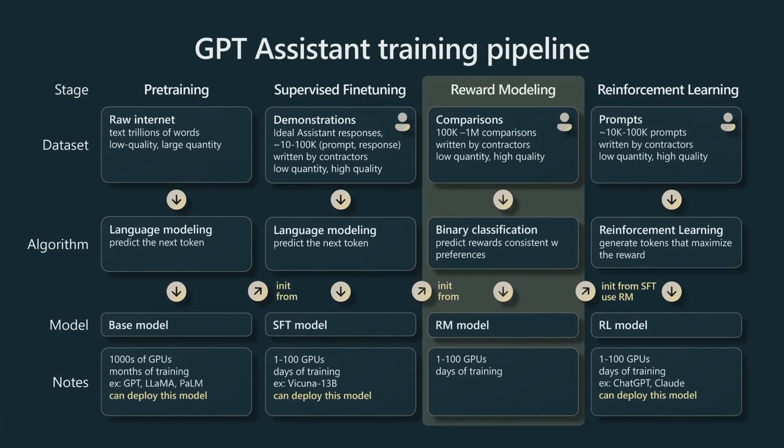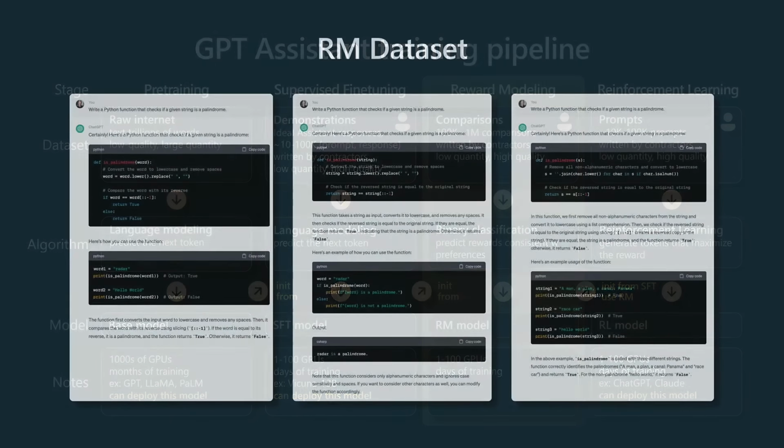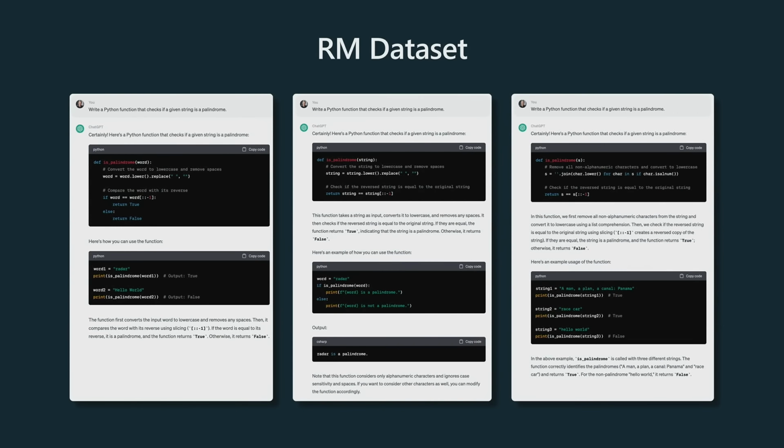So in the reward modeling step, we're now going to shift our data collection to be of the form of comparisons. So here's an example of what our data set will look like. I have the same identical prompt on the top, which is asking the assistant to write a program or a function that checks if a given string is a palindrome. And then we take the SFT model, which we've already trained, and we create multiple completions. So in this case, we have 3 completions that the model has created. And then we ask people to rank these completions.